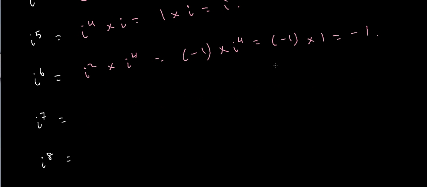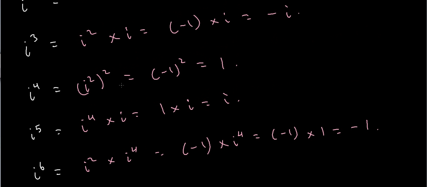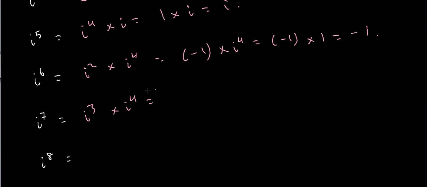How about i to the 7? Well, i to the 7 is i cubed times i to the 4. And we previously established that i cubed was minus i. So that's minus i times i to the 4, which we established was 1. So that's minus i times 1, which is just minus i, because anything times 1, even if it's complex, is the same number back again.